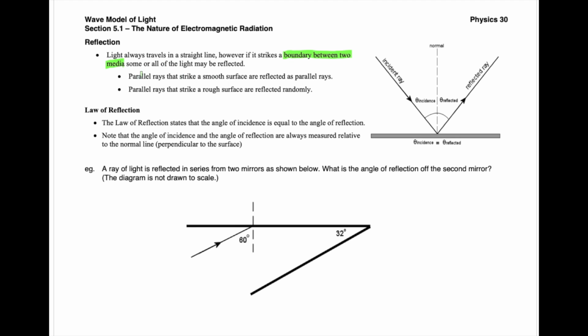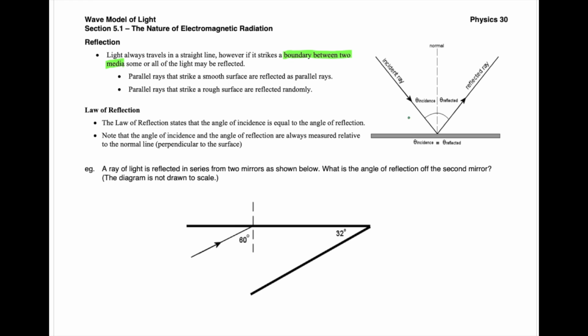Now, if you have parallel rays, they'll be reflected as parallel rays, and you'll still be able to see that image. If you have a rough surface, so say you have light hitting wood or something like that, you don't see your image in there because the rays are reflected randomly, and so that image information does get lost.